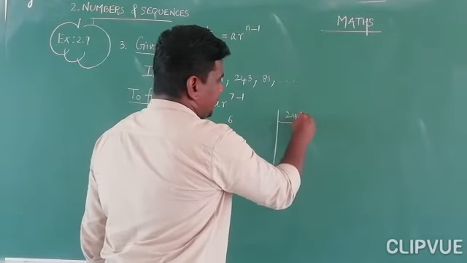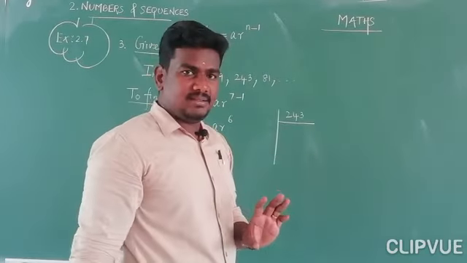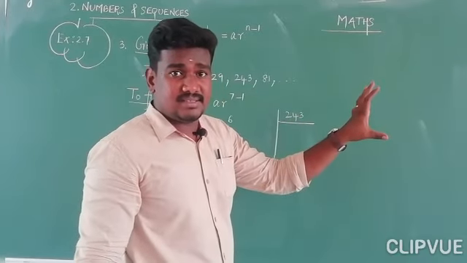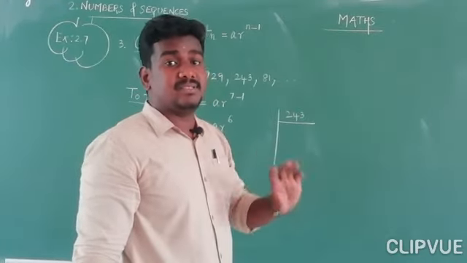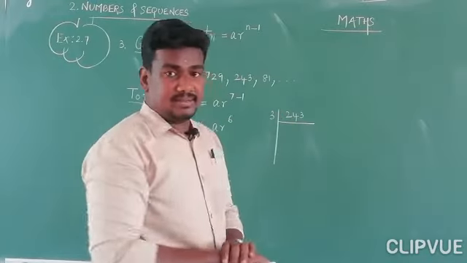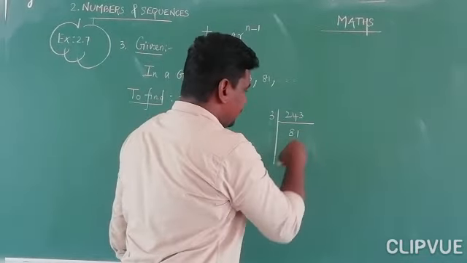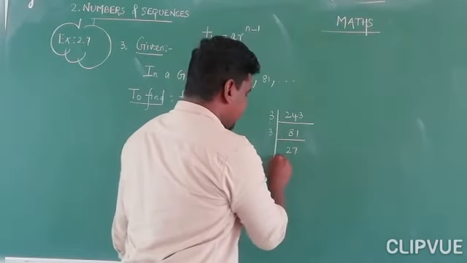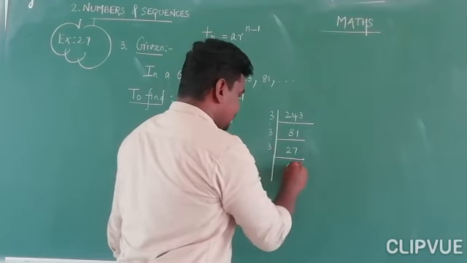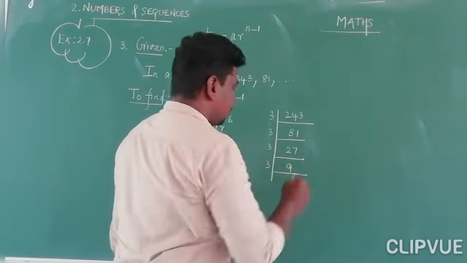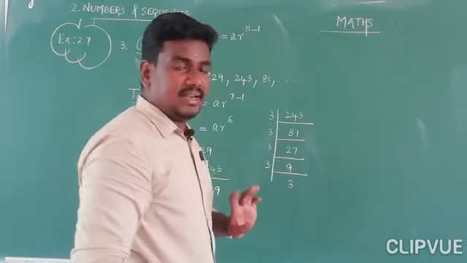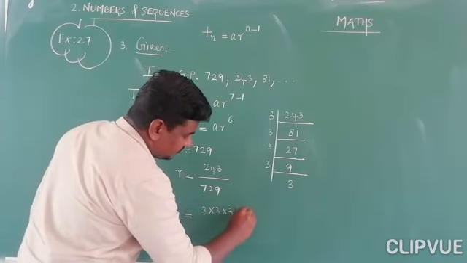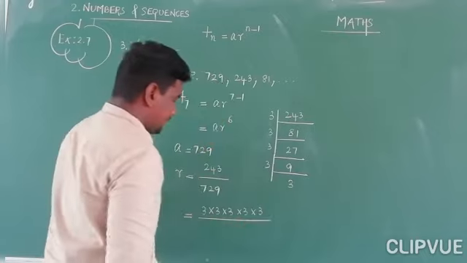So first 243. Definitely it will be divisible by 3. How? 2 plus 4 is 6, 6 plus 3 is 9. If the sum of the digits is a multiple of 3, it can be divided by 3. So I am going to divide by 3 table. 3 eights are 24 and 1 remains. It is also divisible by 3. So 3 nines are 27. Again 3, 3 threes are 9, 3, 3. How many times? 1, 2, 3, 4, 5 times. So 243 can be written as 3 into 3 into 3 into 3 into 3, divided by 729.